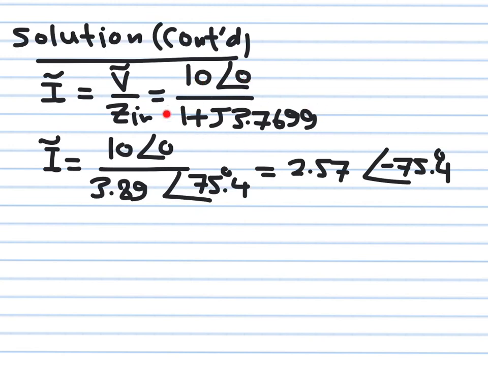I got the modulus of this one, which is the square root of this squared plus 1 squared. If you do that, you get 3.89. And the angle of the denominator is the inverse tangent of 3.7699 divided by 1. This will give you 75.4 degrees. So when you divide two complex numbers, you divide the two moduli and you subtract the angles. So this will give you 10 over 3.89, which gives 2.57. You get 0 minus 75.4, you get minus 75.4. So this is the current that's drawn. It's a cosine waveform whose amplitude is 2.57 and whose phase is minus 75.4 degrees.